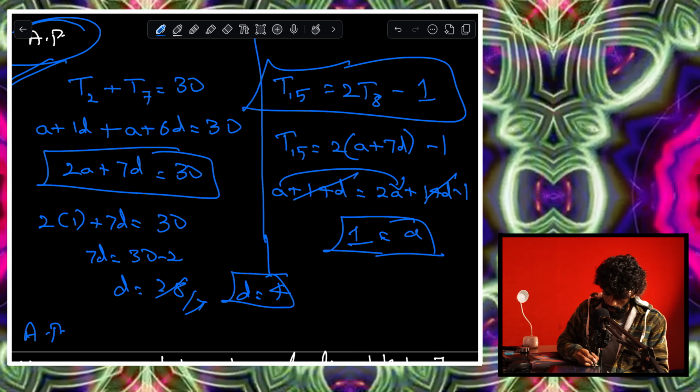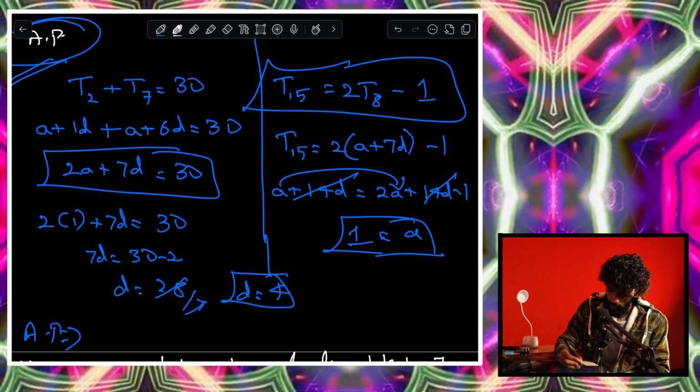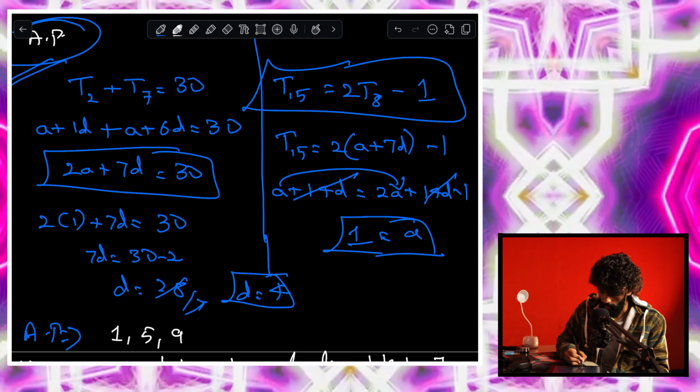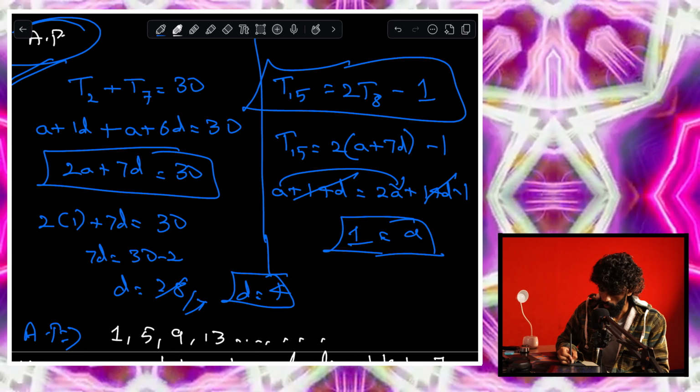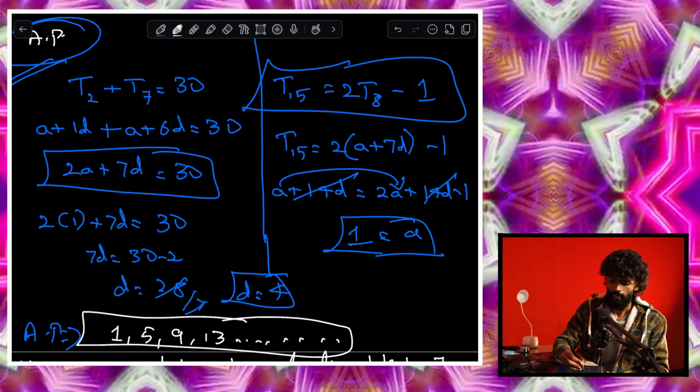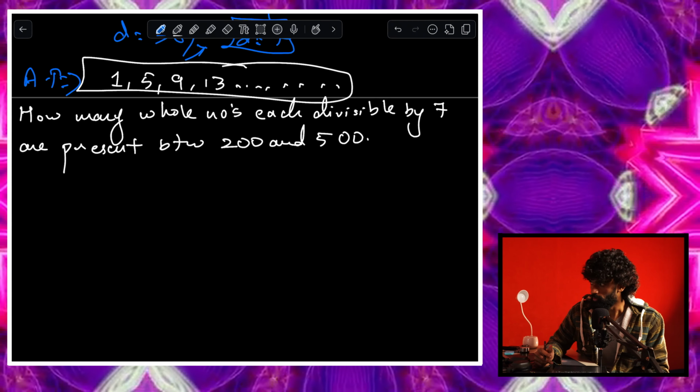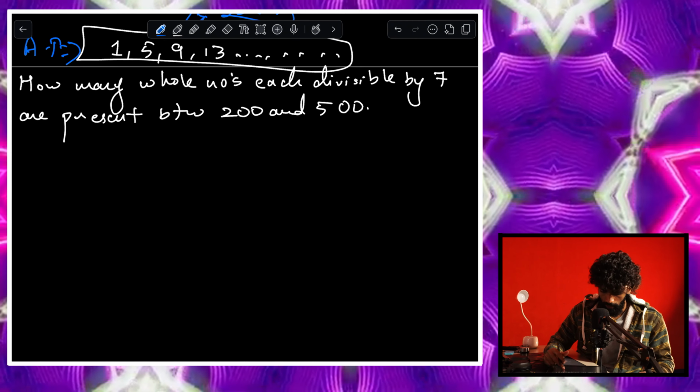So the AP: the first term here is 1. Add the difference. 1 plus 4, 5. 5 plus 4, 9. 9 plus 4, 13. Dot, dot, dot. This is your final answer. When you're trying to present the AP, always add the difference. We spoke about this in the previous video itself. Okay, so there's one more question.